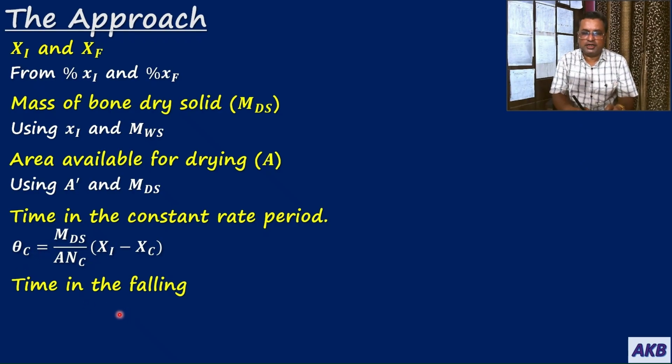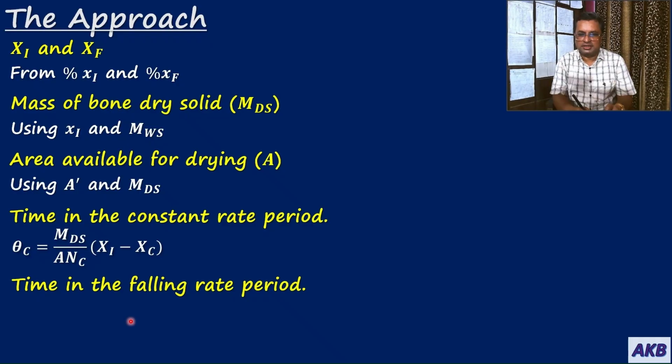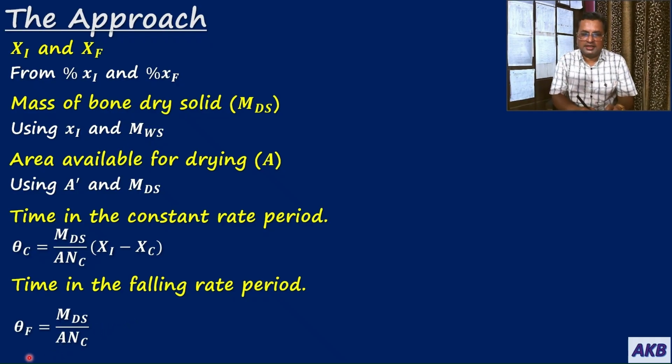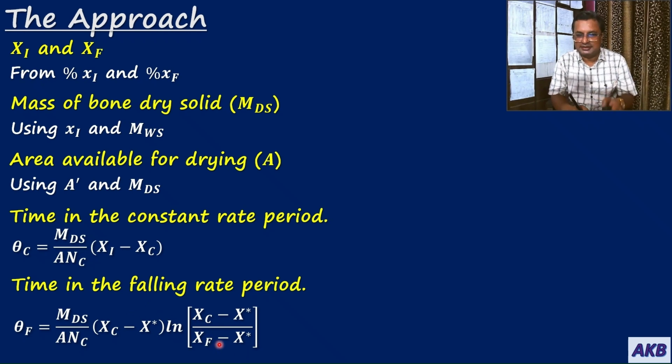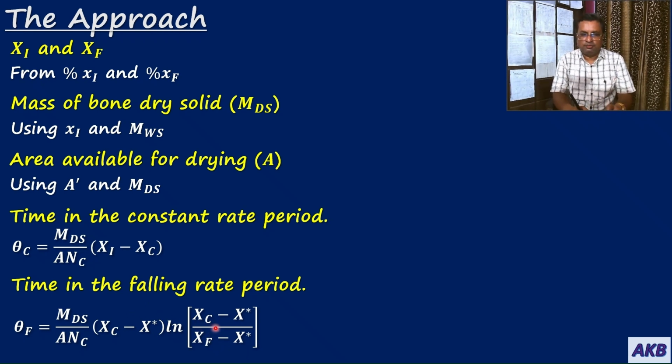And then we will find out time in the falling rate period. And if the falling rate period is assumed to be linear, then it is given by this equation. Theta f is equal to MDS upon A into Nc into Xc minus X star into ln of Xc minus X star divided by Xf minus X star. So all the quantities on the right hand side of this equation will be known to us at this step. So we can easily find out theta f.